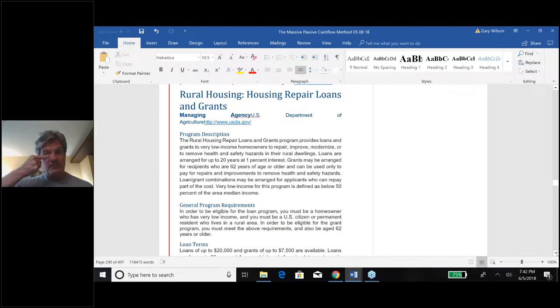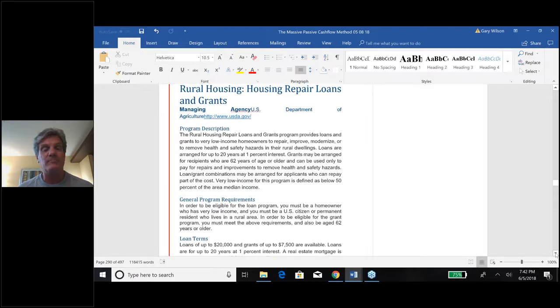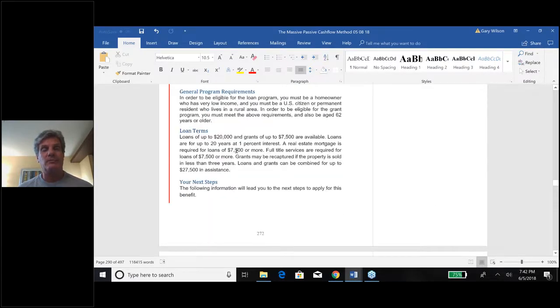All right. Same kind of thing, rural housing, but for repair loans. And here it goes. There's grants. Remember I mentioned earlier, sometimes you can get grants. Well, these grants usually don't have to be paid back. Okay. Look, grants for up to $7,500 are available. Let's see, for requirements, $7,500 grants, maybe recapture if the property is sold. So in other words, if you get a grant to fix up a property and you eventually sell the property within 3 years, you've got to pay that back. Okay. You can also combine loans and grants. How about that?